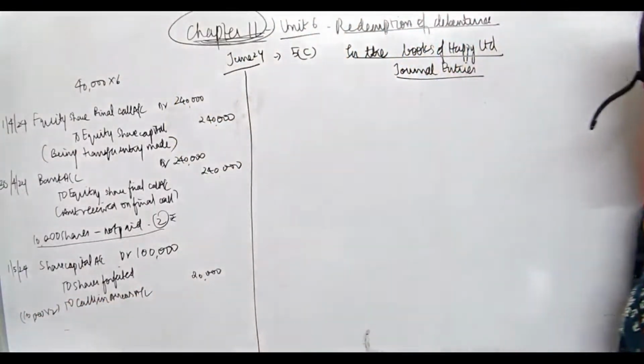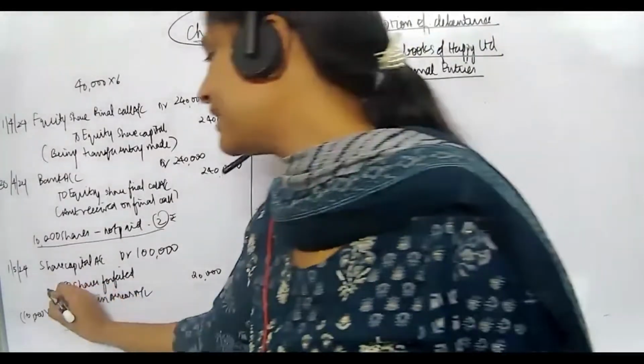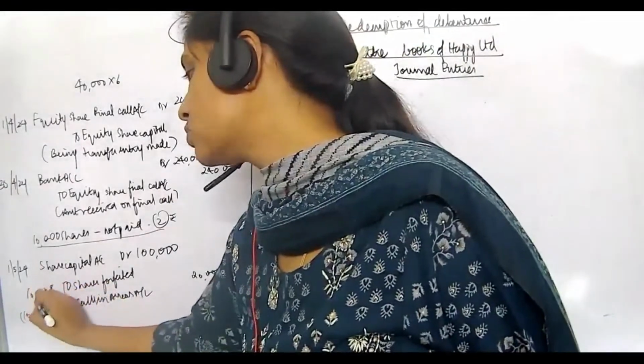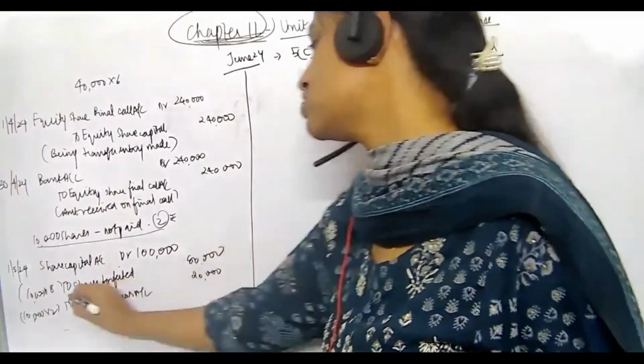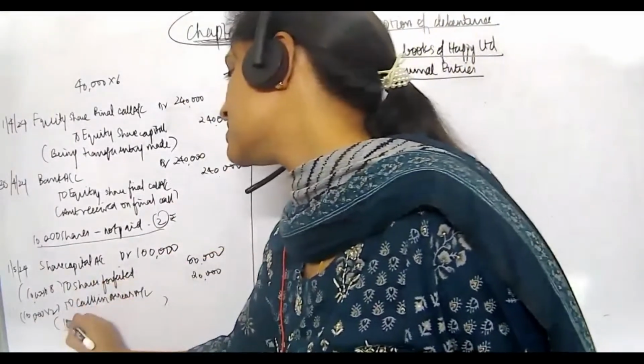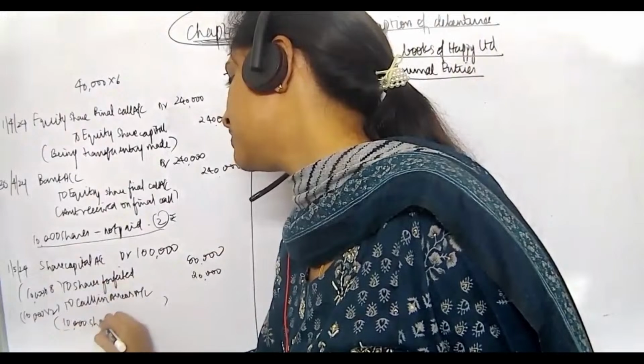Clear, everybody? Now, how much would he have paid? He paid the 8 rupees. Out of 10 rupees, 2 rupees he didn't pay. 8 rupees he paid. So 80,000 is shares forfeited. So this is 10,000 shares forfeited.